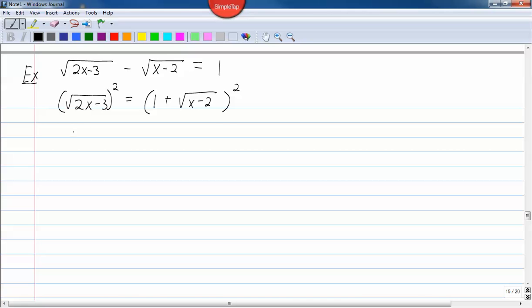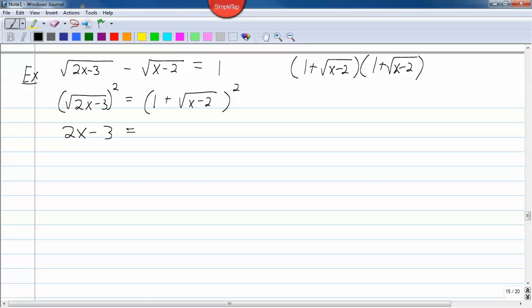Squaring the left side is pretty trivial. If you square something with a radical, it just gets rid of the radical. That's on the left side. On the right side, it's a little more complicated. Because what does 1 plus the square root of x minus 2, squared, mean? That means 1 plus the square root of x minus 2 times 1 plus the square root of x minus 2. And so you want to FOIL that out.